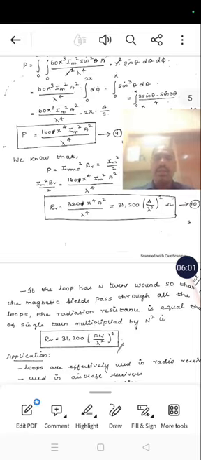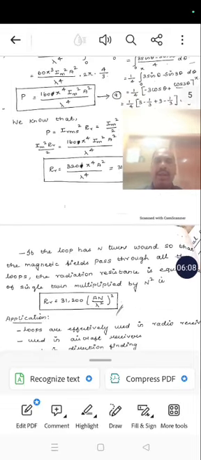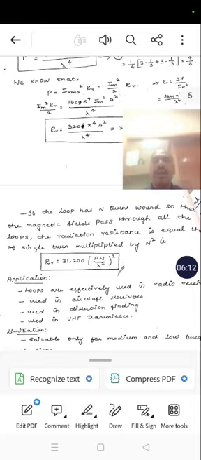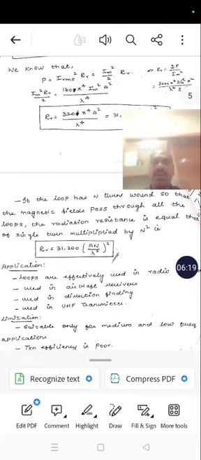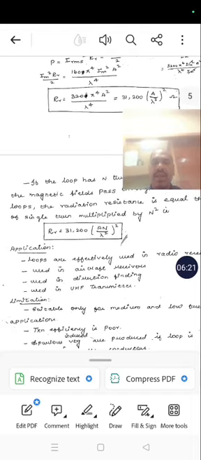The radiation resistance of this small loop antenna is equal to 31,200 into A divided by lambda squared, whole squared. And the application of the loop antenna: loop antennas are effectively used in radio receivers and aircraft, used in direction finding and in ultra high frequency transmitters.